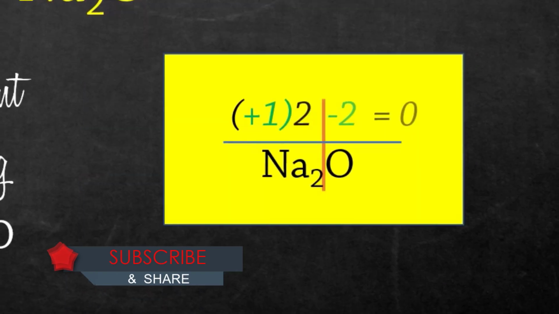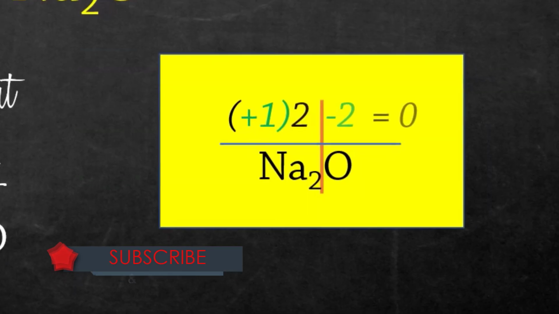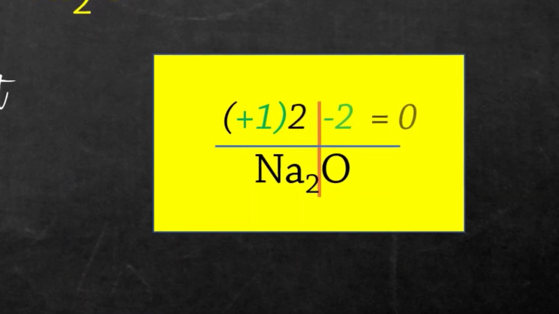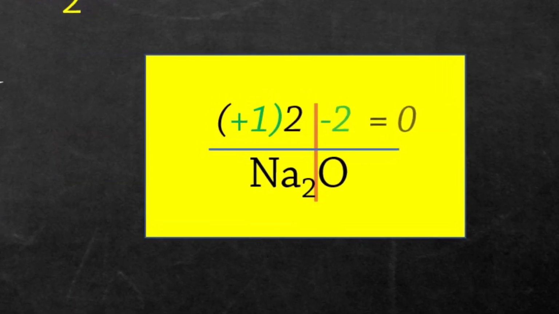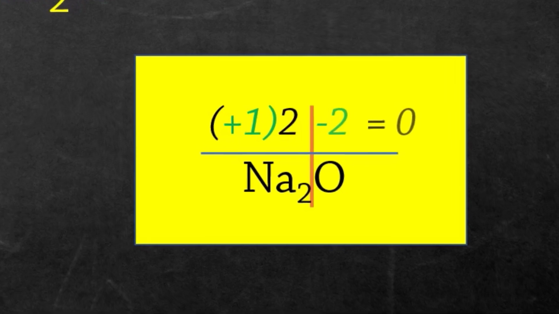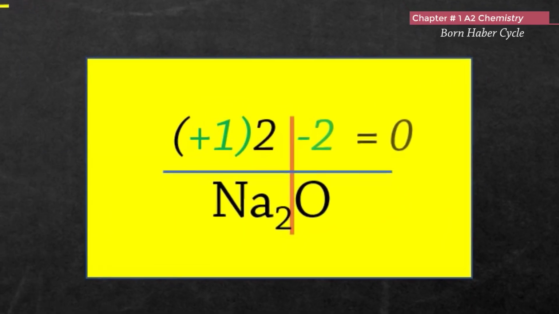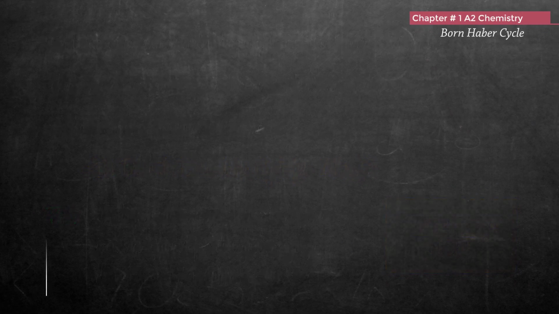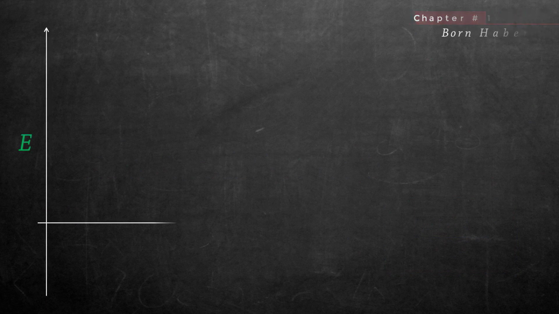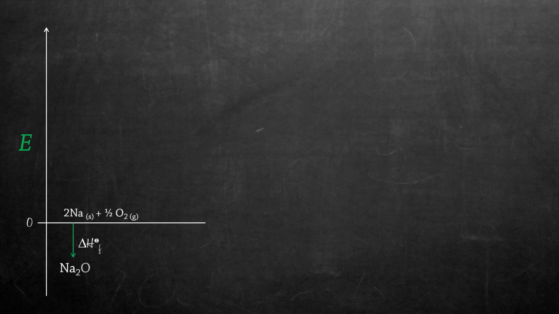Simply it means we will change sodium element to the sodium positive ion, and similarly oxygen element will be changed into the oxygen 2 negative ion. Draw a vertical line arrow labeling enthalpy. Draw a horizontal line at the bottom to show the enthalpy of the elements that is equal to 0. First, draw a downward arrow to show the enthalpy of formation of sodium oxide. This is known as direct route.